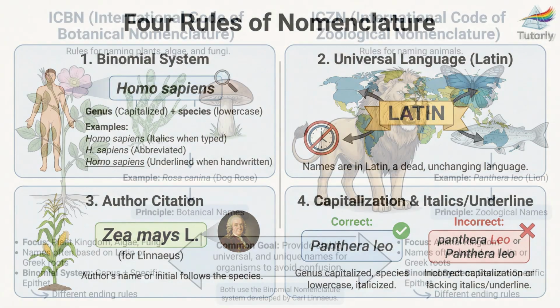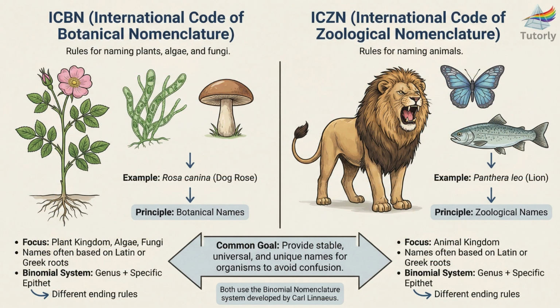One final point on nomenclature. Plants and animals are governed by different naming codes. Plants follow the ICBN, the International Code for Botanical Nomenclature. Animals follow the ICZN, the International Code of Zoological Nomenclature. Different codes, but one shared goal. Every organism gets one unique, universally accepted name.